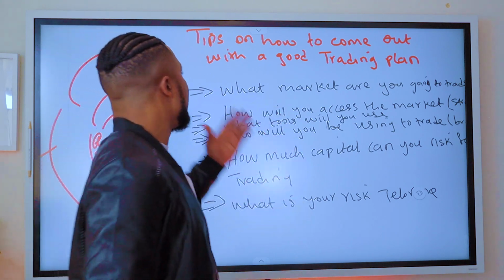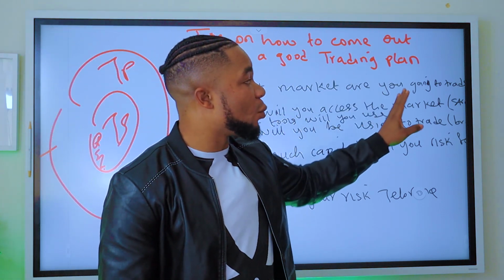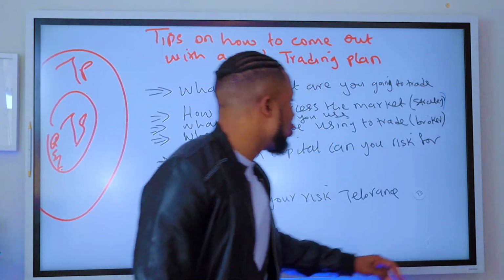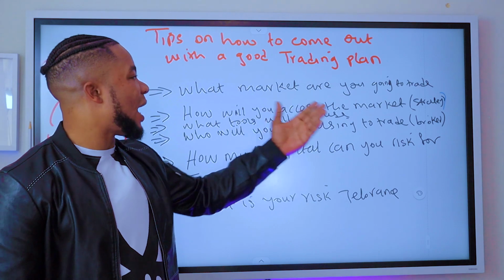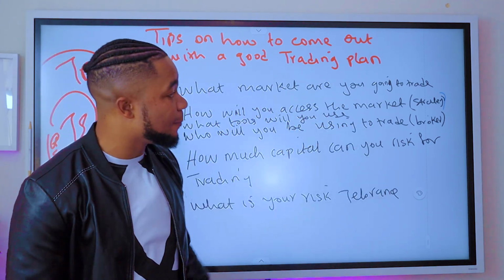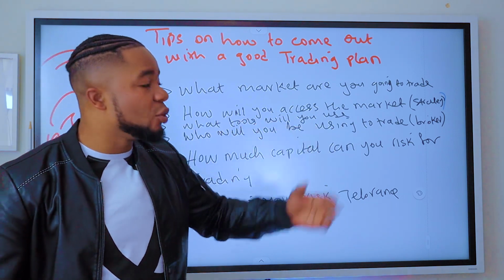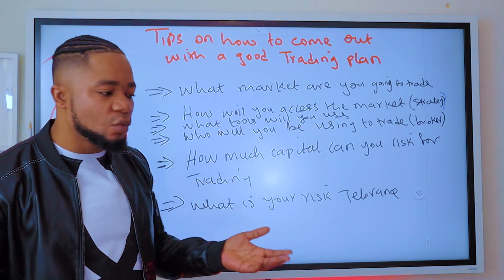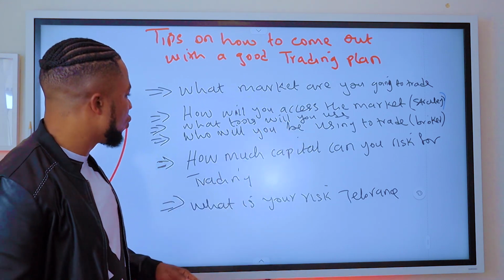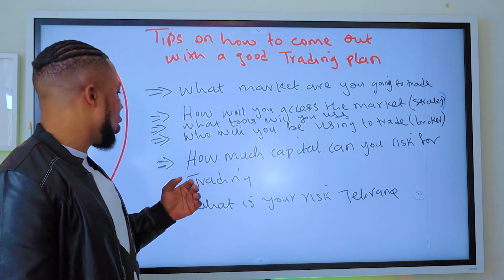But just to add to it, your trading plan must be able to define what market you are going to trade. So your trading plan should define very, very clearly what market you are going to trade. How will you assess the market? So what strategy will you be using? Strategy is part of a trading plan. And then what tools will you be using to trade? Which broker, which software, which website? So talking about tools, then who will you use to trade? We're talking about the broker.